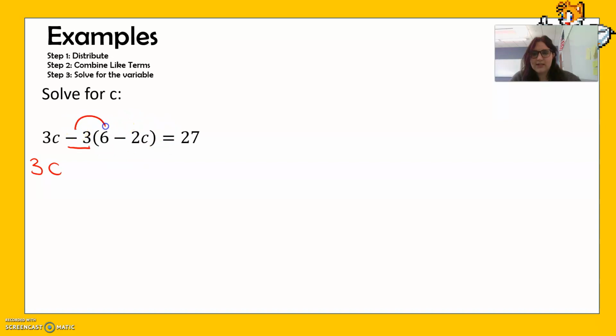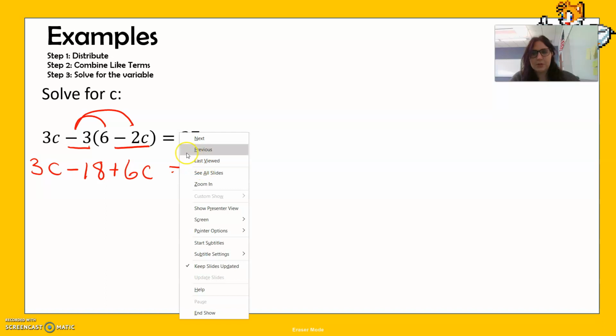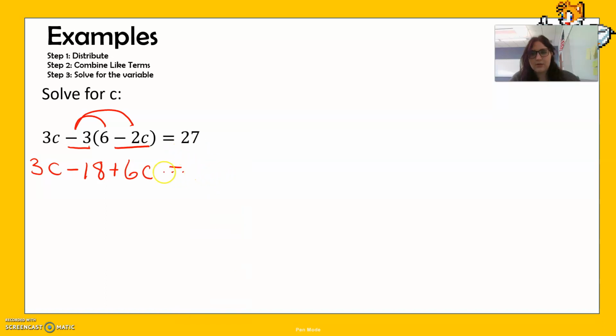So -3 times 6 is -18. -3 times -2c is positive 6c. -3 times -2 is positive 6. Equals 27. Now, we distributed, so we're good.